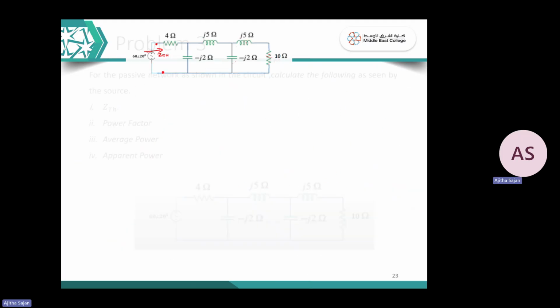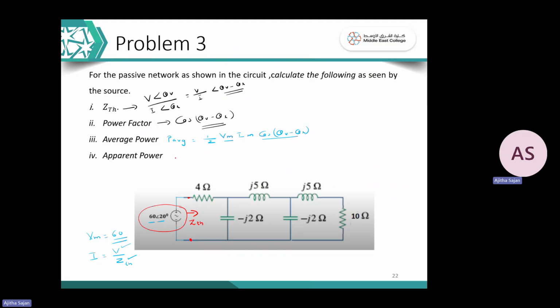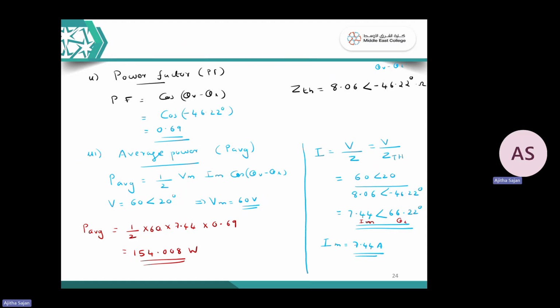Now the last part of your question, you need to calculate the apparent power. What is apparent power? It is denoted by S. Apparent power is half Vm Im. So you can write the fourth part: you have to calculate the apparent power, denoted by symbol S. So S is equal to half Vm Im. It is half into, how much is Vm? 60. How much is Im? 7.44, right? Already you have Vm and Im, so your answer is 223.2.